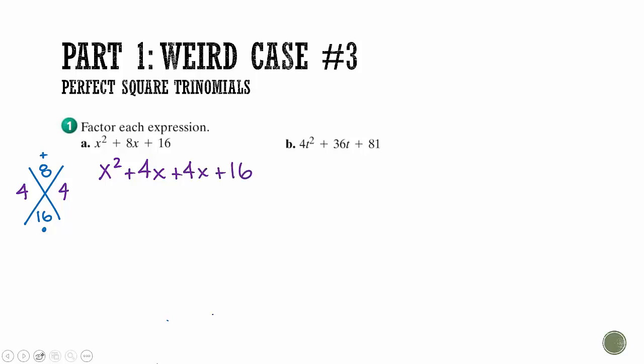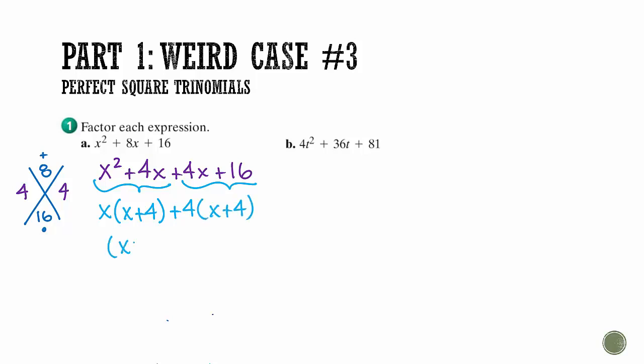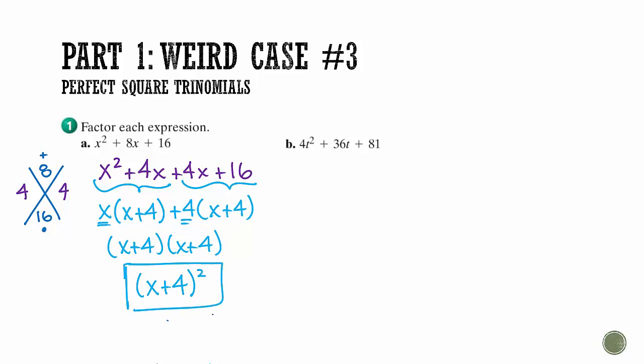and then we factor by grouping, something weird happens. These guys have a 4. X plus 4, and then what's left over is x plus 4. And remember, we tend to write this as x plus 4 all squared because this is a perfect square trinomial.